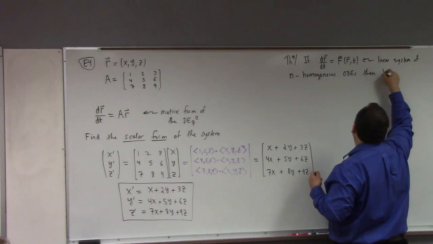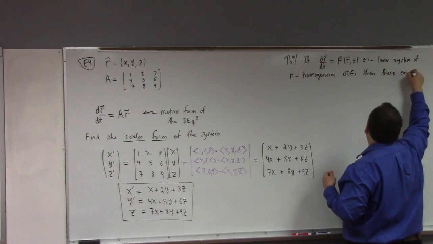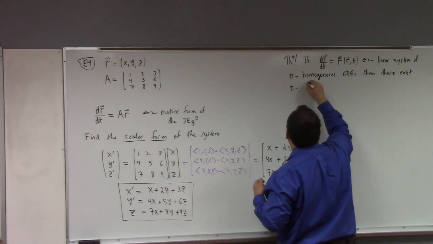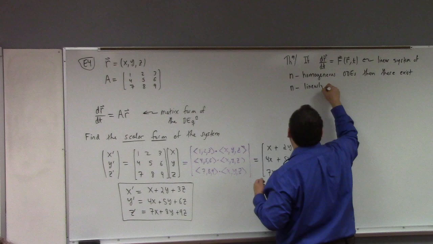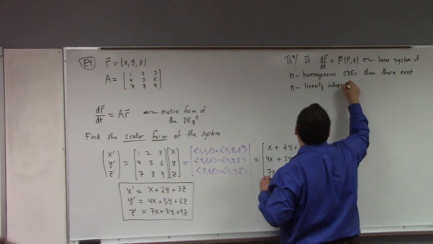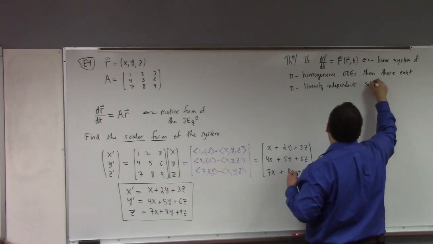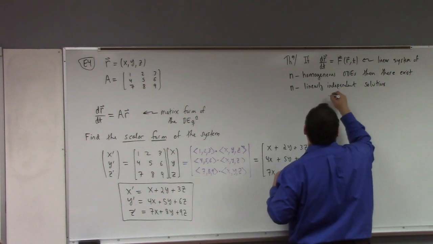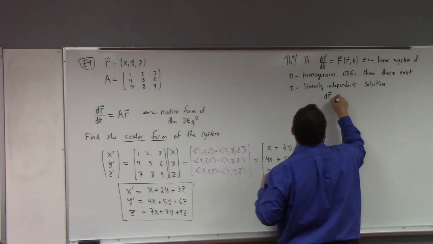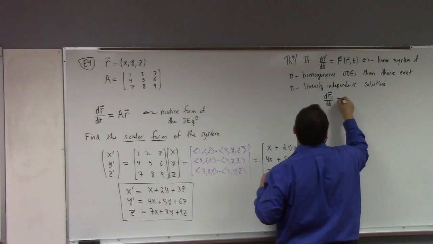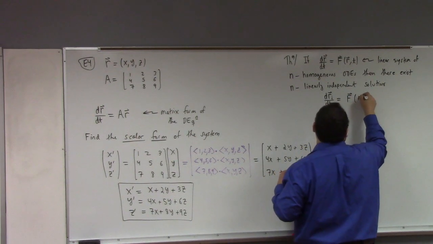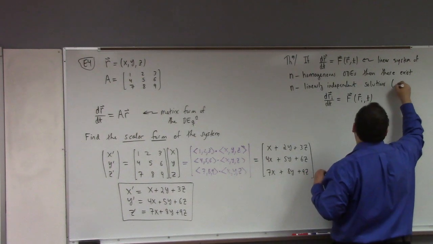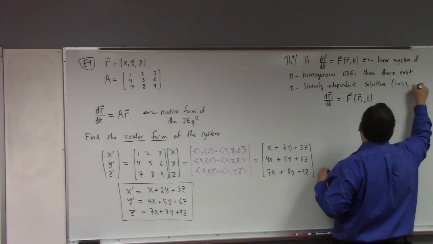Then there exist n linearly independent solutions, and by that I mean dri/dt equals f of ri comma t, i equals 1, 2, and so on up to n.